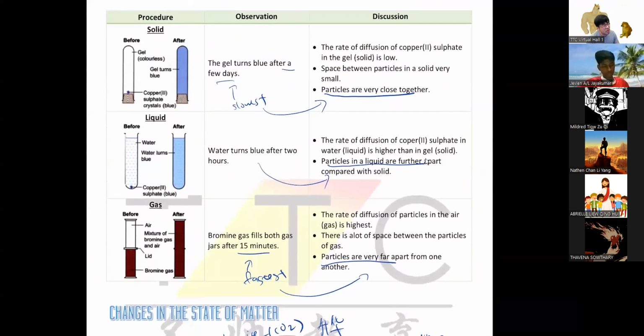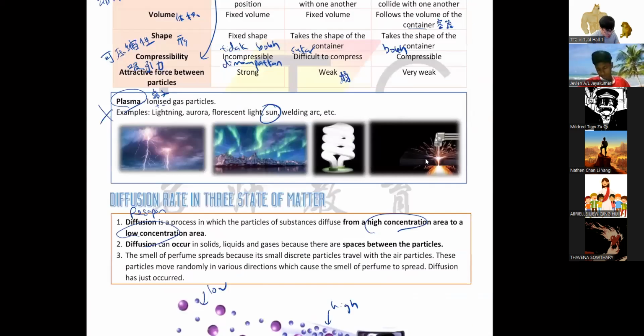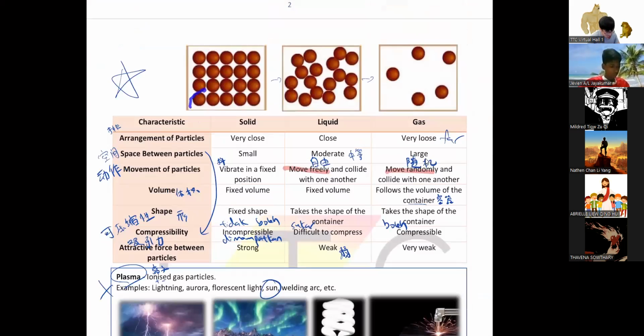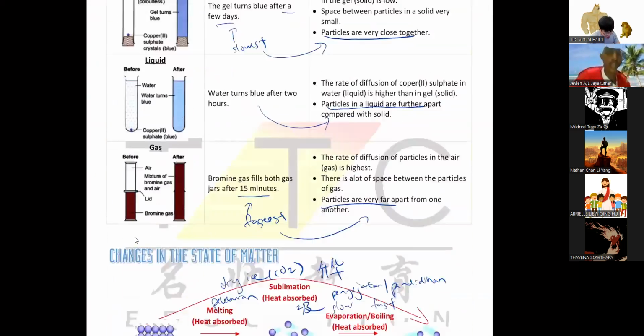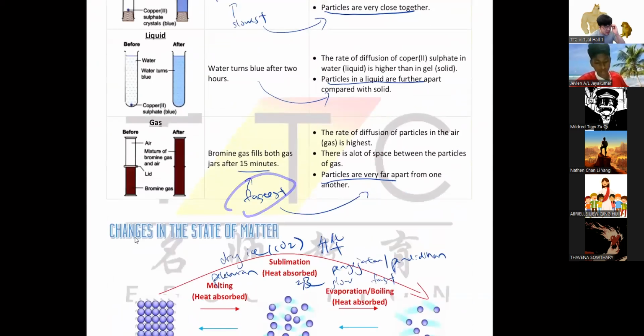And as you know, diffusion is the slowest in solid because in solid, the particles are very close together. So if you want to diffuse in solid, it's really quite hard because there's not much space. Whereas if you want to diffuse in gas, it's really easy because there's a lot of space, so you can just diffuse with no problem. Really, really fast. As you can see, air is the fastest. It takes like 15 minutes here.